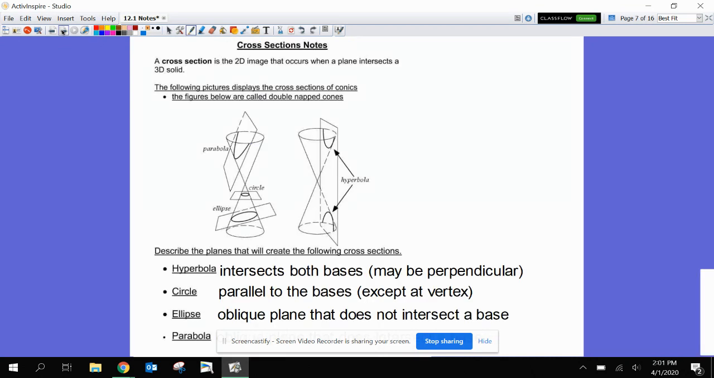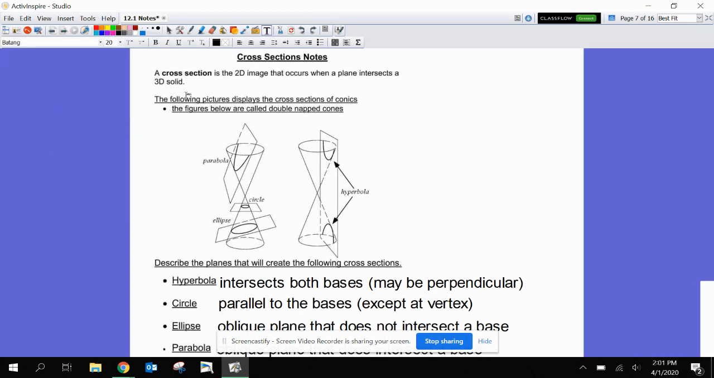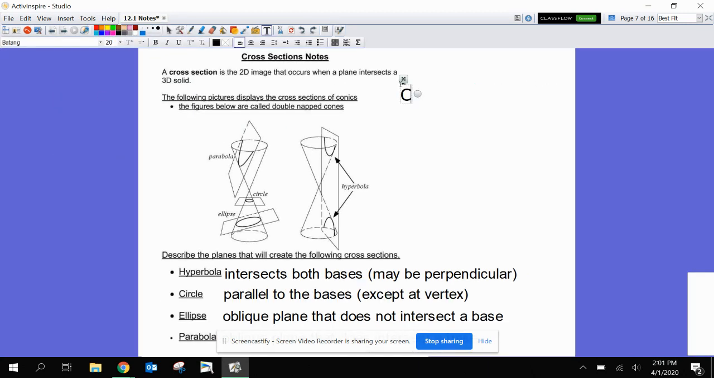All right, the next cross sections you need to know are what's called conic sections. When you get to Algebra 2 and pre-calculus, you're going to learn about conic sections. I'm going to type this out here. Conic sections.